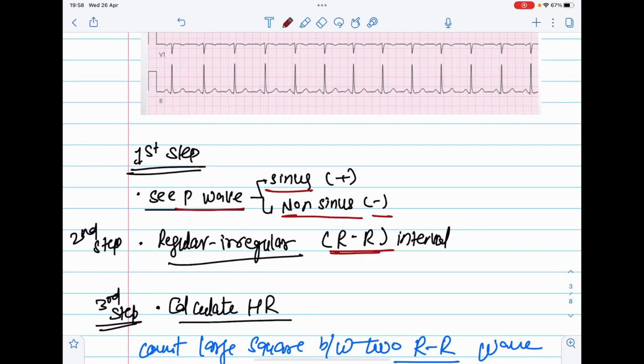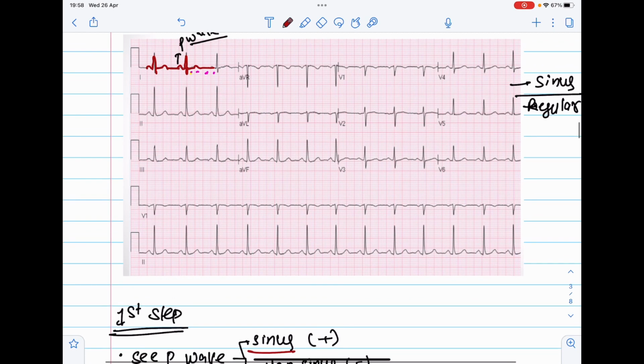Second, go for the RR interval. If the RR interval is regular, we can say it is regular. If it is irregular, we can say it is irregular. If the distance between two R waves is not equal, we can say it is irregular. Here we can see 1, 2, 3, 4. This one is R, this one is R, this is the RR interval. Here if we go from here to here, 1, 2, 3, 4. Here also you can see 4. It means it is regular.